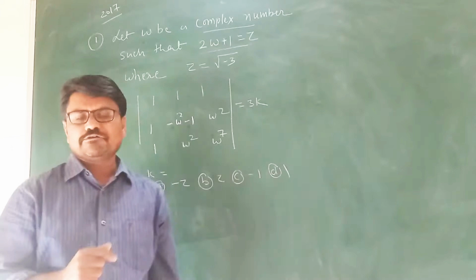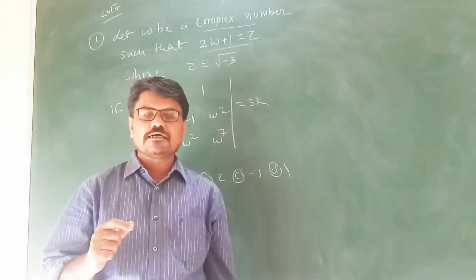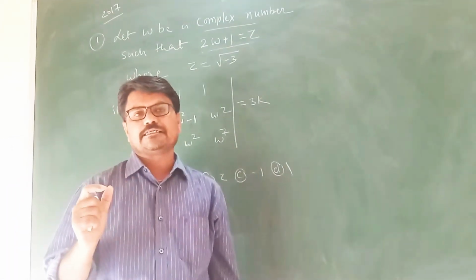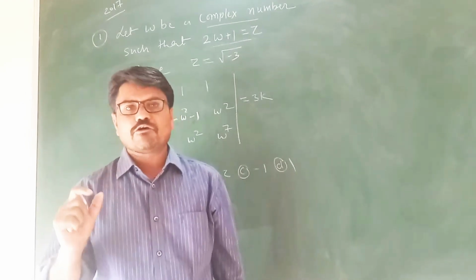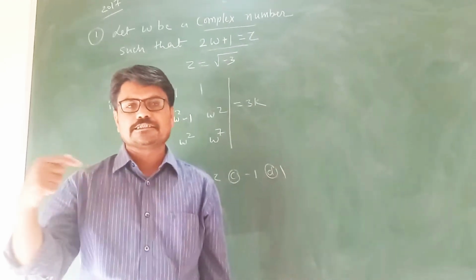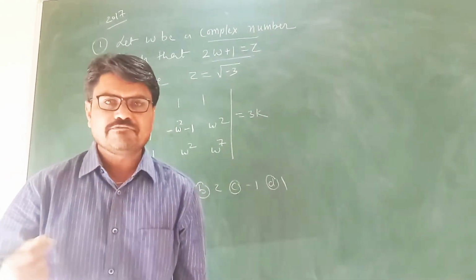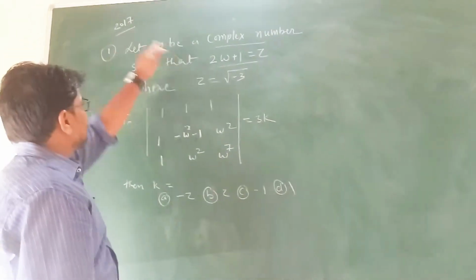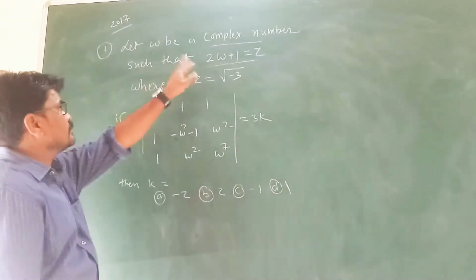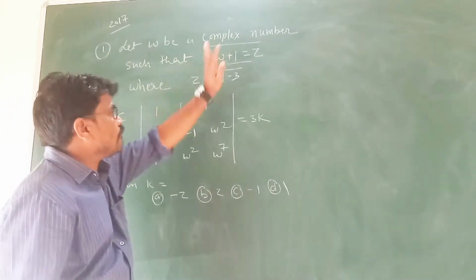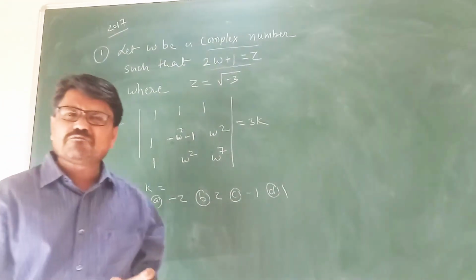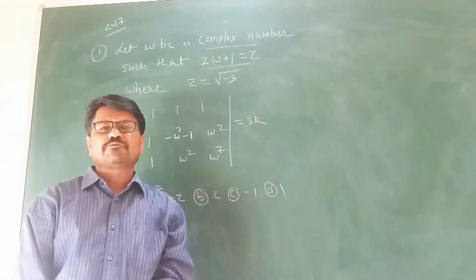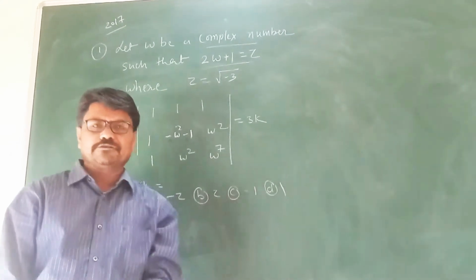But here we will solve the problems which are based on the properties of the determinant and some other important concepts involved in these problems. Let us start with the first one, that is the 2017 problem. Let omega be a complex number. That is a problem for the students. I will explain. What is that?